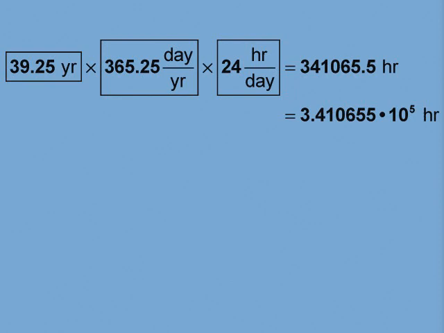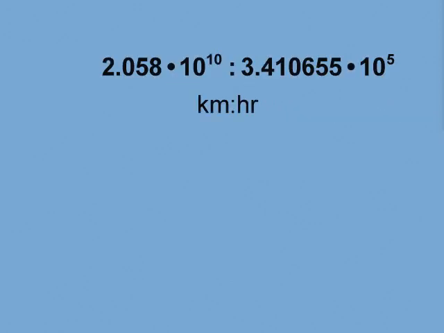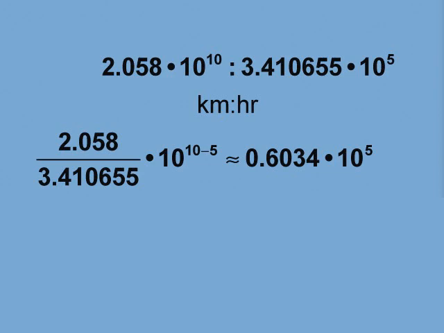We can now calculate the speed. Write the ratio as a fraction and simplify the powers of 10. We get 0.6034 times 10 to the 5th, which we rewrite as 6.034 times 10 to the 4th kilometers per hour. This is the average speed of the Voyager 1 probe throughout its mission.